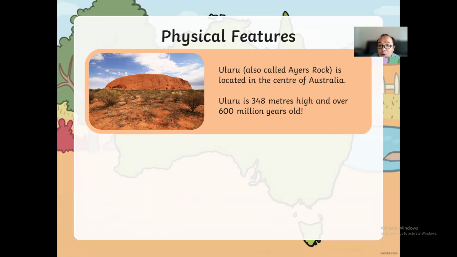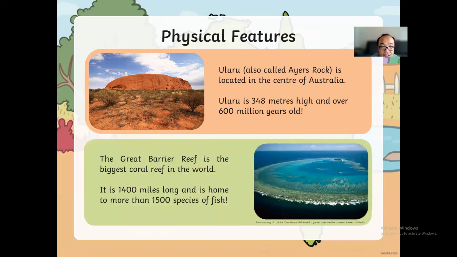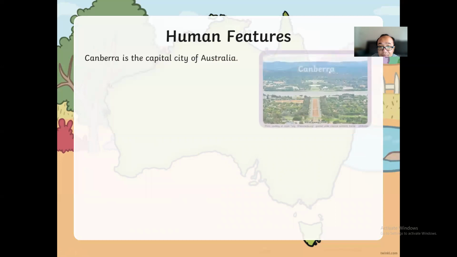This is the popular landmark in Australia, which we call Uluru or Ayers Rock. You can see it changing color. When you go to Australia, you're going to visit Uluru. It will change color with the time. It is 348 meters high and over 600 million years old. Then the Great Barrier Reef is the biggest coral reef in the world, and they have a lot of fish over there.